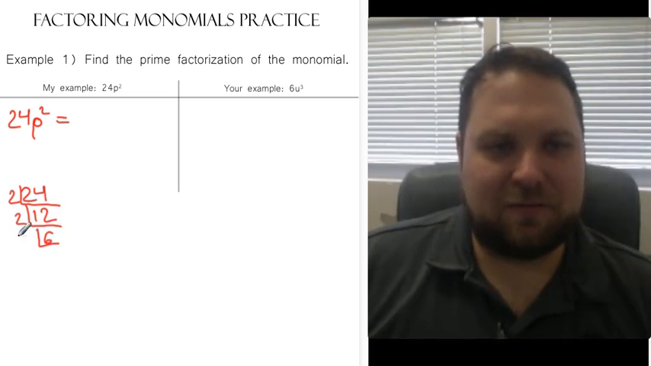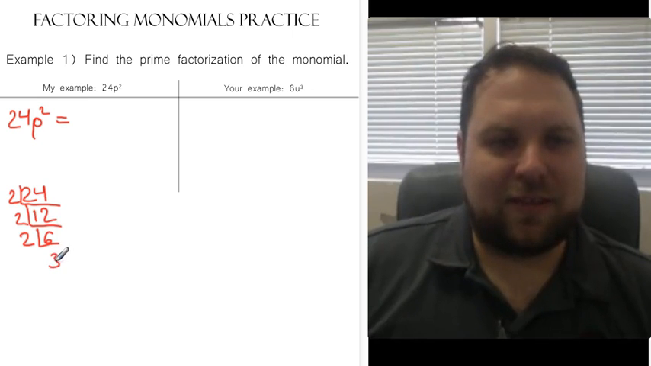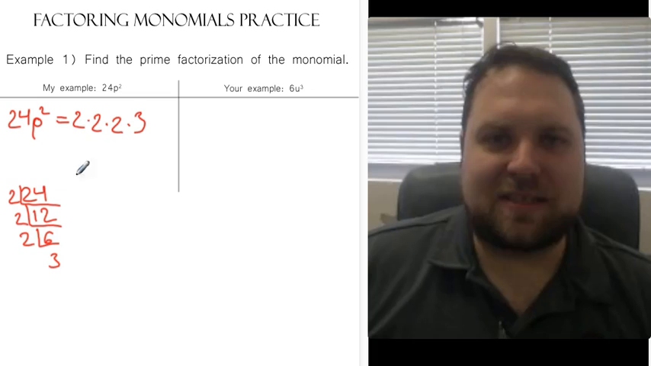Well, I'm just going to keep going with these 2's until it stops working. 6 divided by 2 is 3. And 3 is prime, so I know that's it. So now I'm going to write down the factors from my coefficient. Well, let's have you do that for yours.